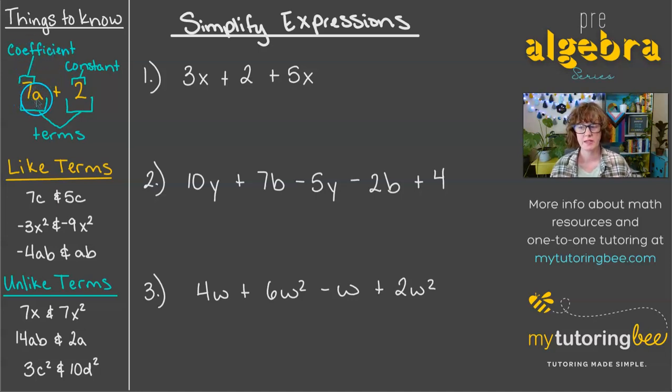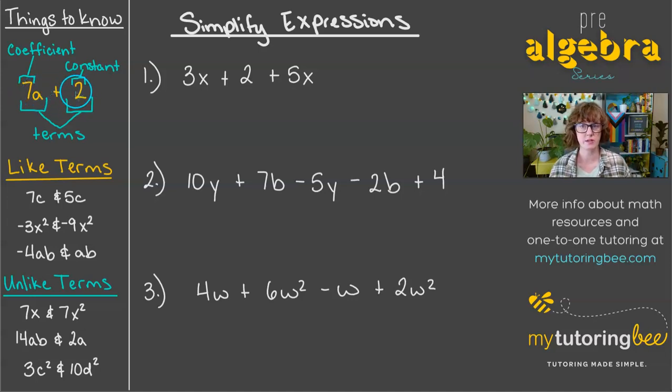Any number that is with a variable, that is what we refer to as the coefficient. So it's just that number that's out in front that's being multiplied times the variable. If you have a number that is just by itself, doesn't have a variable attached to it, then that is a constant. And then as you can see, these two things are separated by a plus sign.